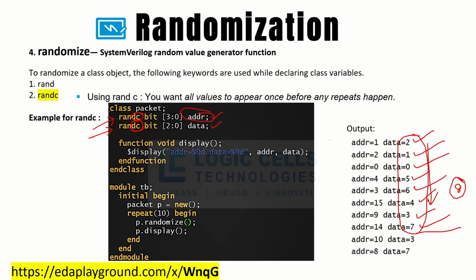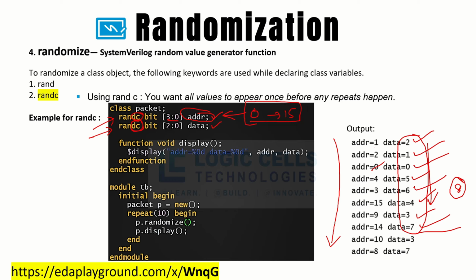Now check the address. Check the values for address, what it generated in the first 10 iterations. Is there any value repeated? Any value for address repeated? No, right? What is the minimum value and maximum value it can take? It is a 4-bit variable. It can take 0 to 15, right?